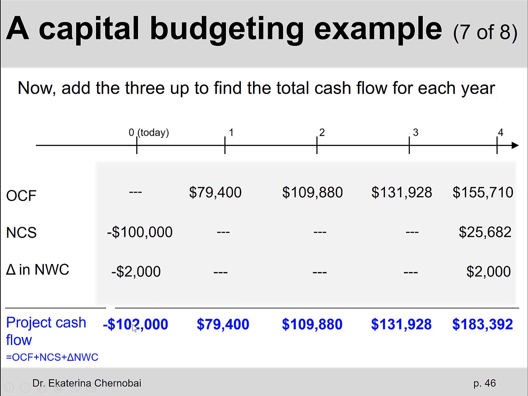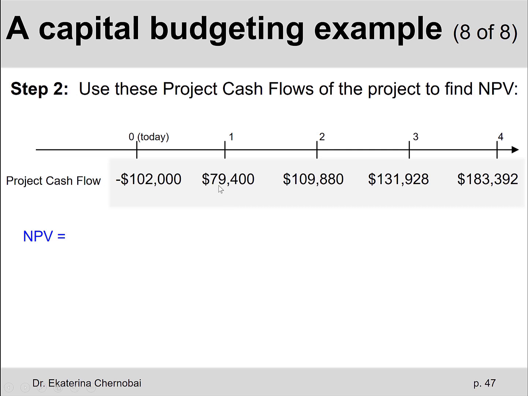Okay, so we have our project total cash flows. So year 0, negative 102,000. Year 1, 79,400. Year 2, $109,880. Year 3, 131,928. In year 4, it's the sum of 155,710, 25,682, and $2,000, which combined give a total project cash flow equal to $183,392. What do we do with them?